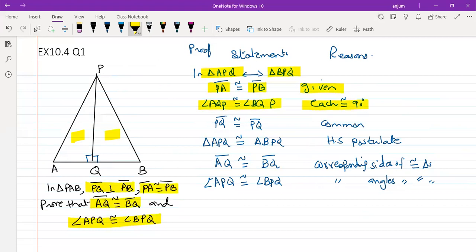So they are congruent to each other because it is given to us that they are perpendicular. And PQ is congruent to PQ. It's the common side. So these two triangles are congruent because of the hypotenuse side postulate. So their corresponding sides AQ and BQ are congruent, and their corresponding angles APQ and BPQ are also congruent to each other.